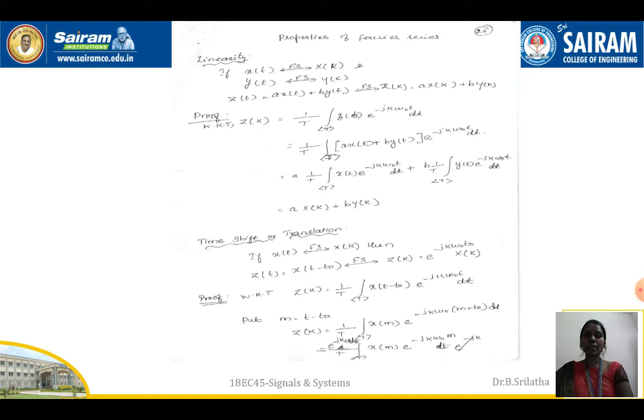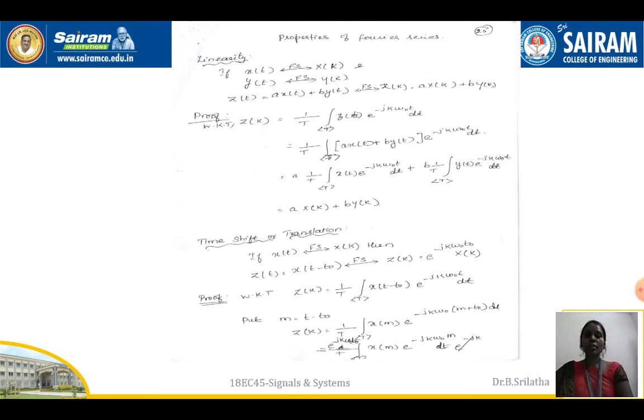Before going to apply the linearity property to the Fourier series, what is the linearity property? What does it say? The linearity property states that it should satisfy the superposition theorem. That is, the weighted sum of the inputs gives the weighted sum of the outputs. So for that we need a weighted sum of two input signals.